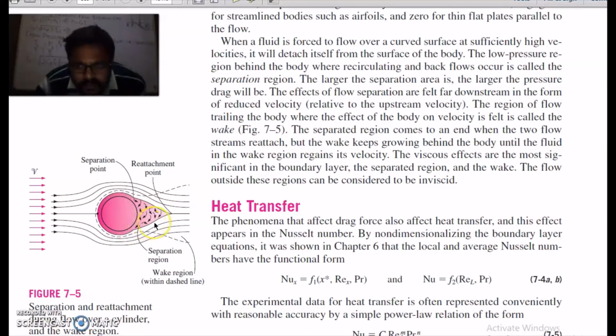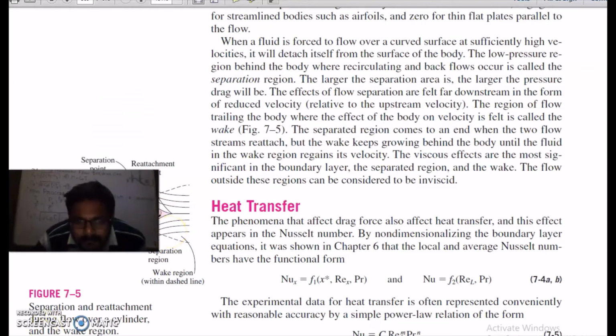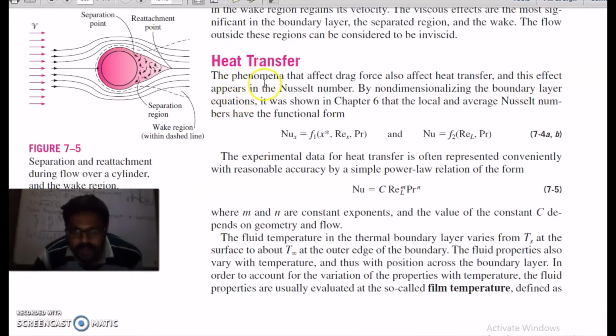Viscous effects are the most significant in the boundary layer, separation region, and the wake. The flow outside this region can be considered to be inviscid. Heat transfer: the phenomena that affect drag force also affect heat transfer, and this effect appears in the Nusselt number. By non-dimensionalizing the boundary layer equation, it was shown that a local and average Nusselt number have the functional form.